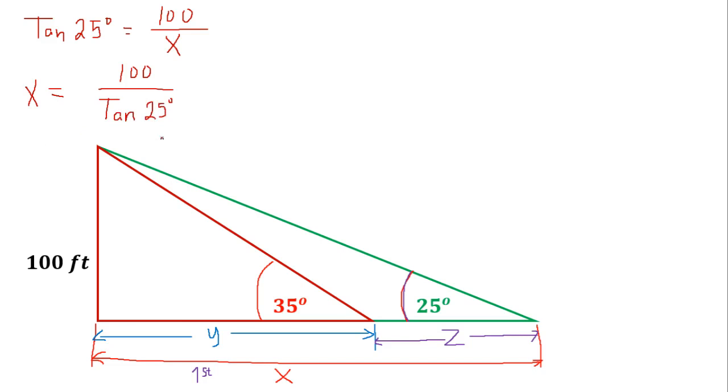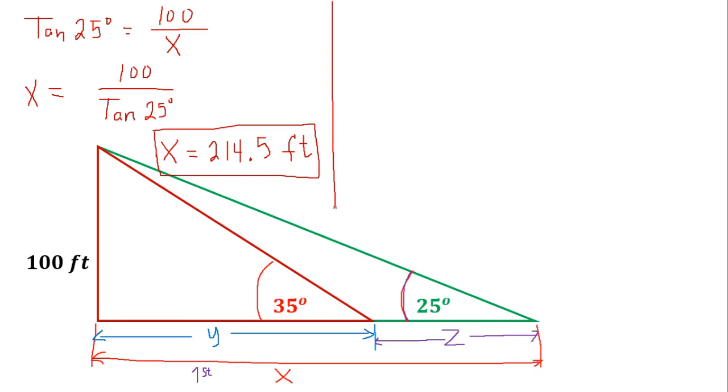So the value of x is, using your calculator and rounding off to one decimal place, 214.5 feet. So this is the first answer.